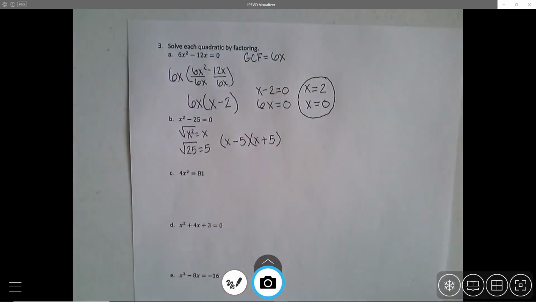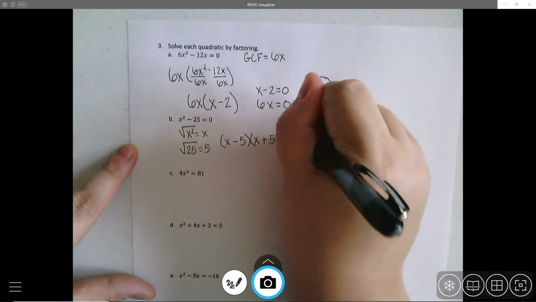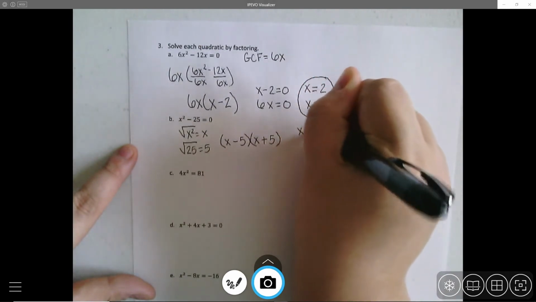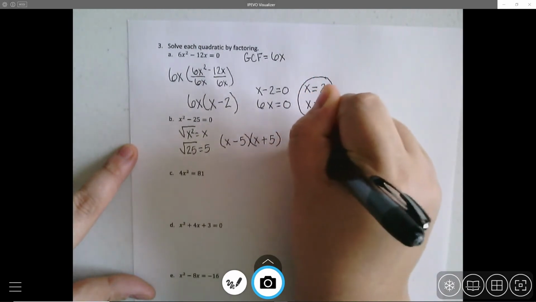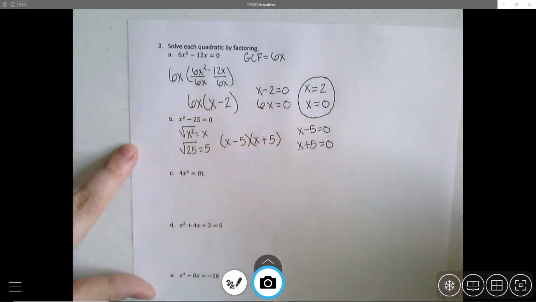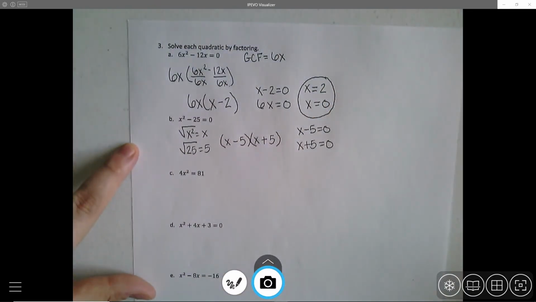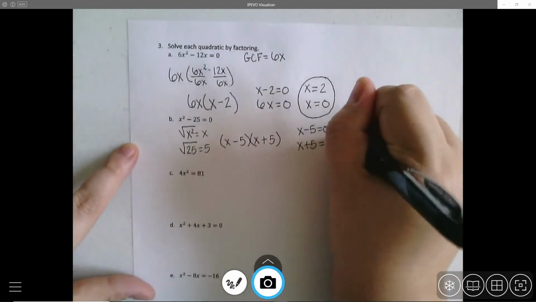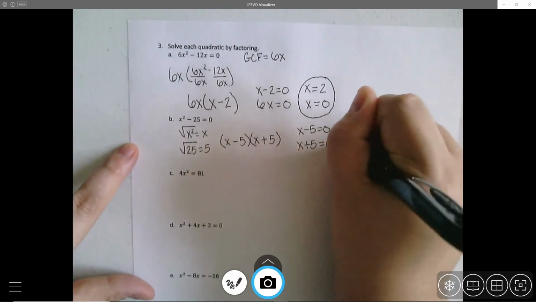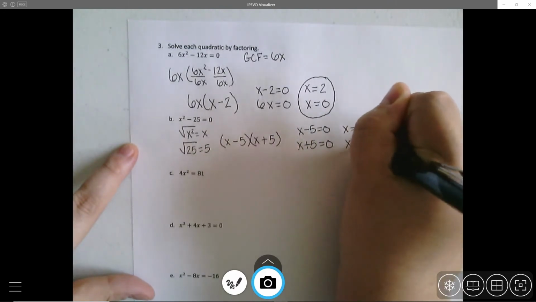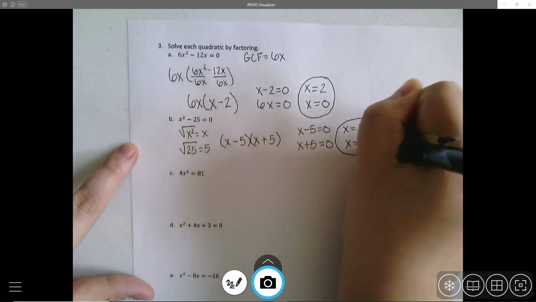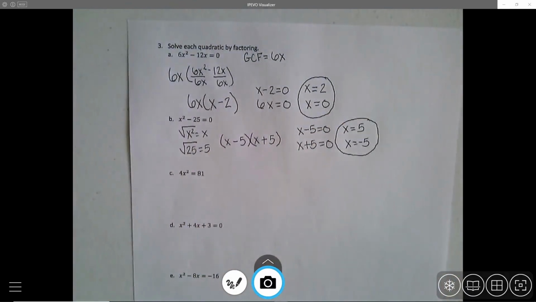One gets a plus, one gets a minus. Once you have factored, set each parentheses equal to 0, as well as if you had a GCF with a variable, set that equal to 0. When I solve these for x, I get x equals 5 and x equals negative 5. There would be my solutions. And again, let's look at the graph here real quickly.